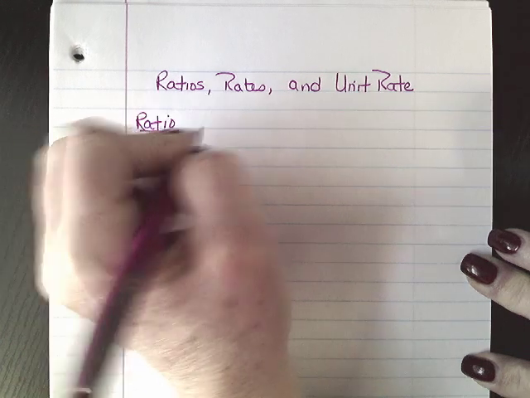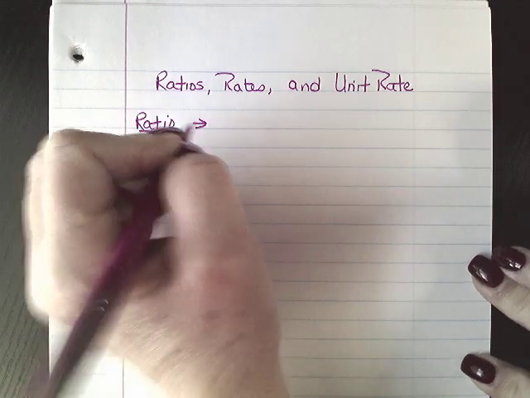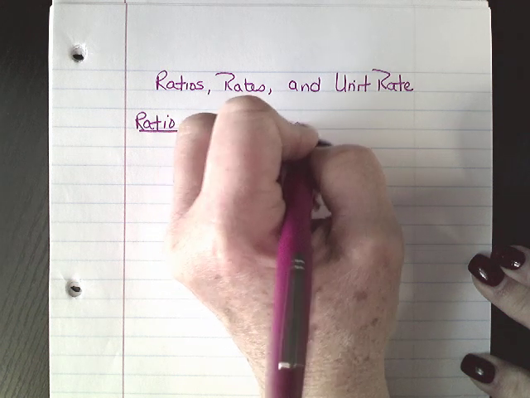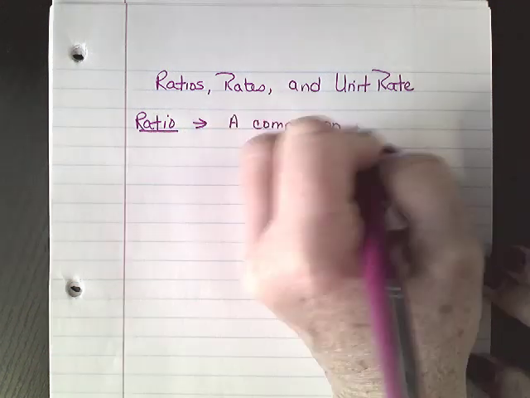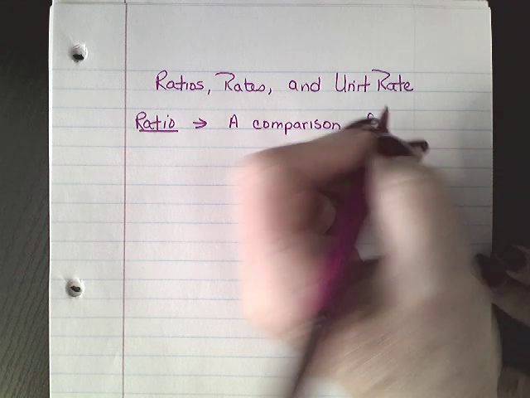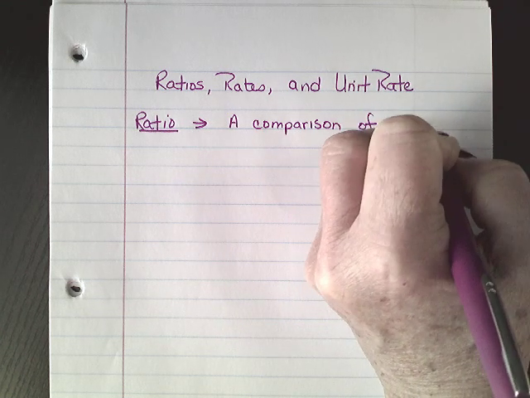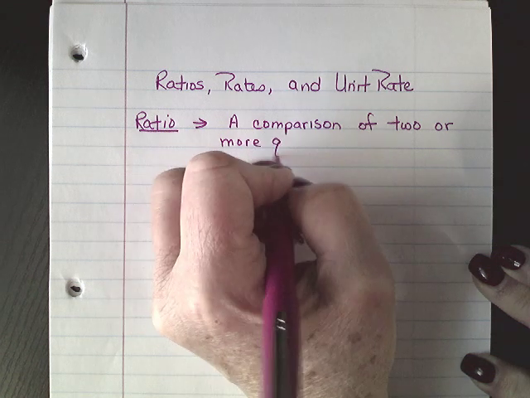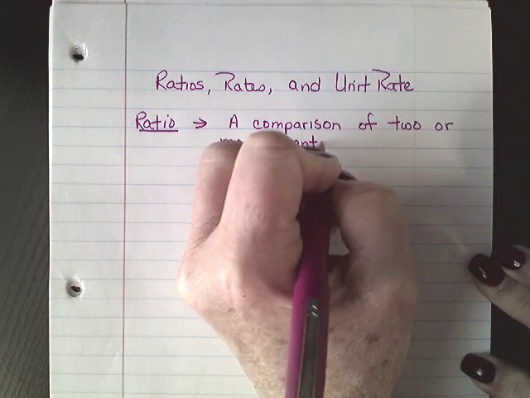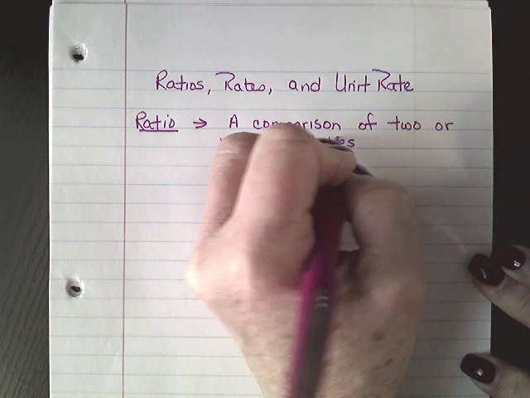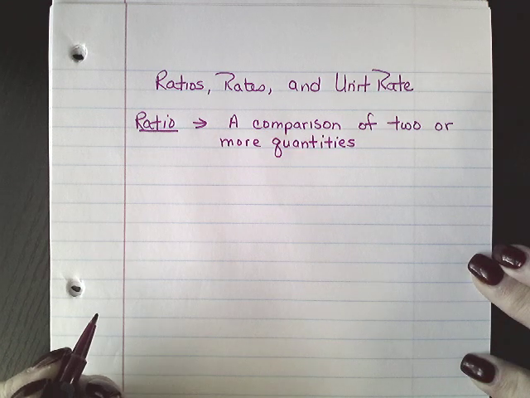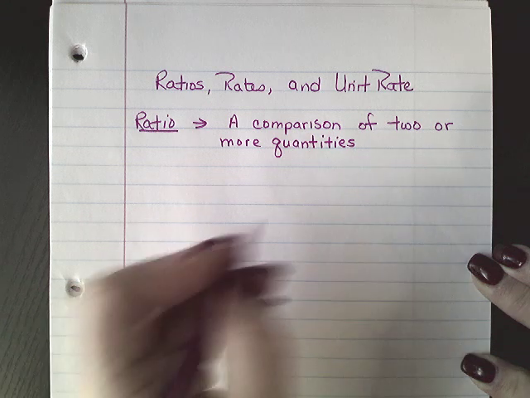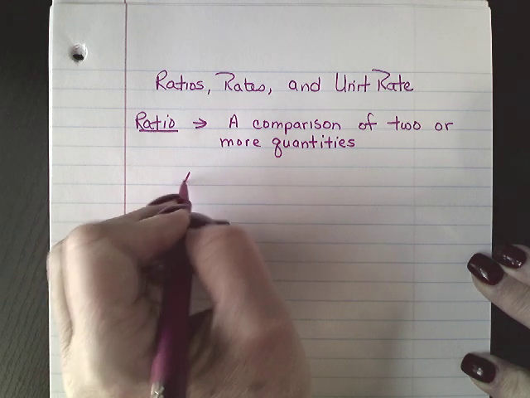What is a ratio? A comparison of two or more quantities. We often talk about part to whole. So let's talk about an example of a ratio.